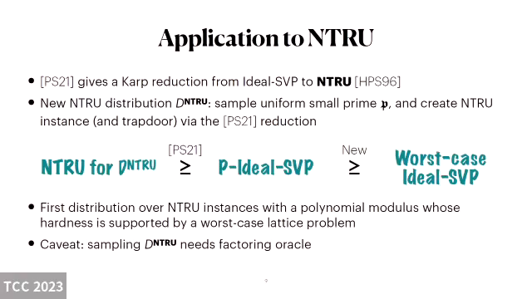This is in fact the first distribution over NTRU instances with a polynomial modulus whose hardness is supported by worst case lattice assumptions. And you could not do that with the previous reductions because the norms would be too big or the primes would not be integral. The obvious caveat here is that to do this reduction, to sample this distribution, you would need a factoring oracle, which we don't have. So open question here, can you remove the need for this factoring oracle? Thank you for your attention.